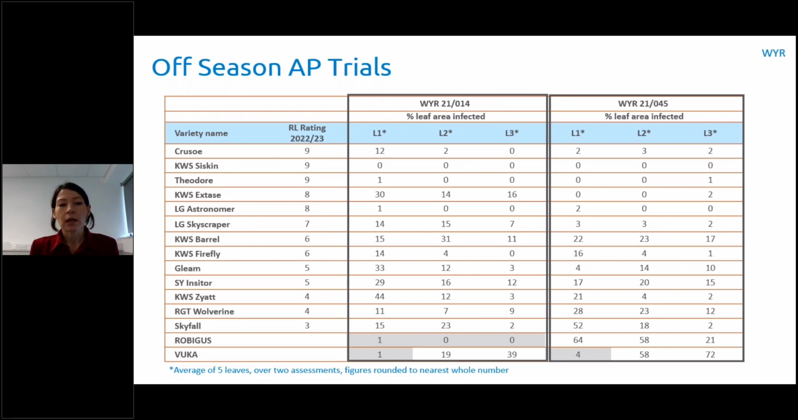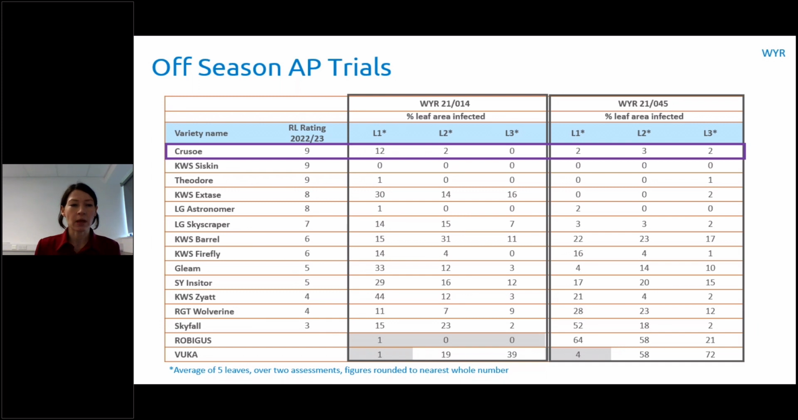So these are the results with the varieties that we chose. Again, just to point out, it's a percentage leaf area infected, and we have the scores here for leaf 1, 2 and 3, where the flag leaf is leaf 1. And it was an average of 5 leaves over 2 assessments. So I hope you can see that. I'll just pick out some of these varieties.